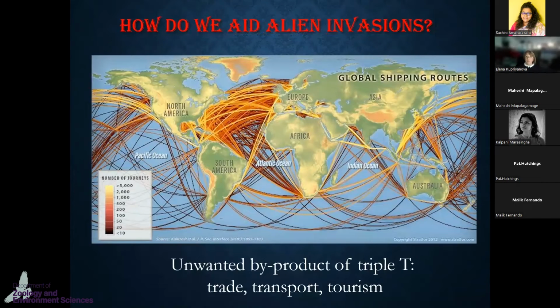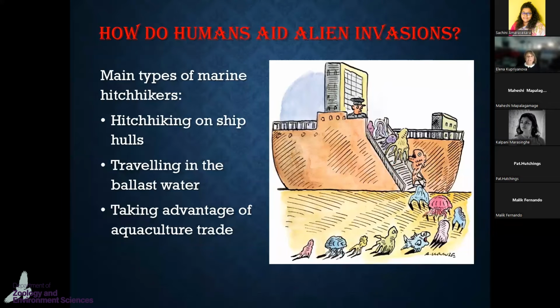How do we humans actually help alien invasions? There are multiple pathways of marine invasions, but in a nutshell, most invasions in our globalized world are an unwanted byproduct of the so-called triple T: trade, transport, and tourism. Basically, animals are marine hitchhikers that can hitchhike on ship hulls. They can travel in the ballast water, or they can take advantage of the aquaculture trade.